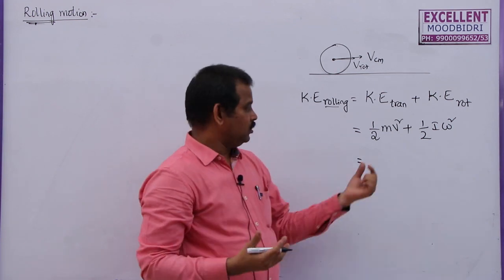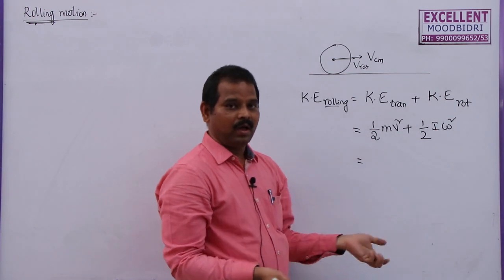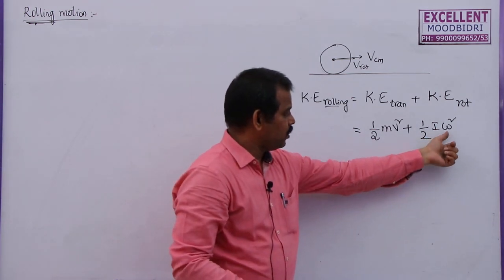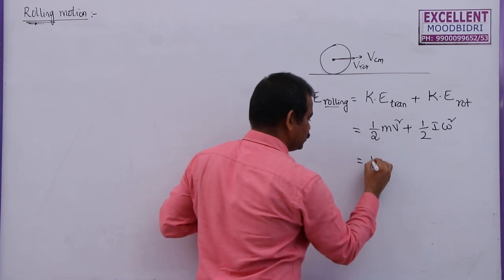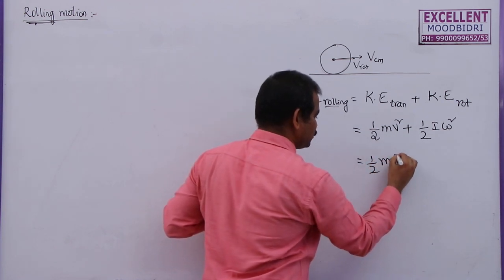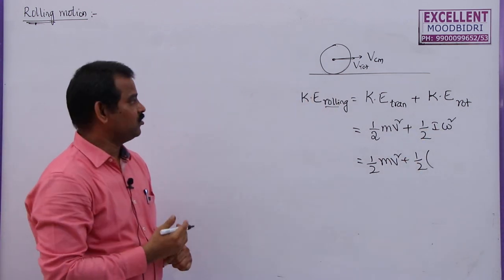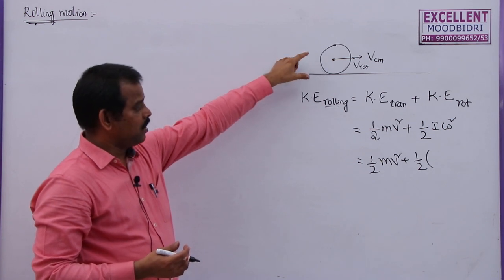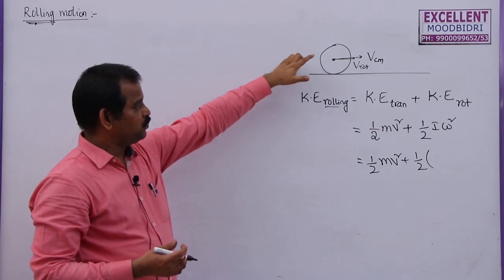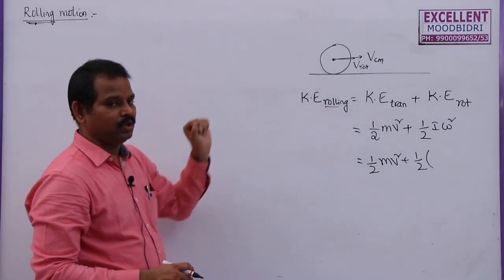Now we can convert this half mv square in terms of I and omega, or we can convert half I omega square in terms of half mv square. As we are familiar with this one, let me keep this as half mv square only. So this will become half I omega square. What is I? Moment of inertia. If it is a ring, mr square. If it is a disc, mr square by 2. If it is a solid sphere, 2 by 5 mr square. For a hollow sphere, 2 by 3 mr square.